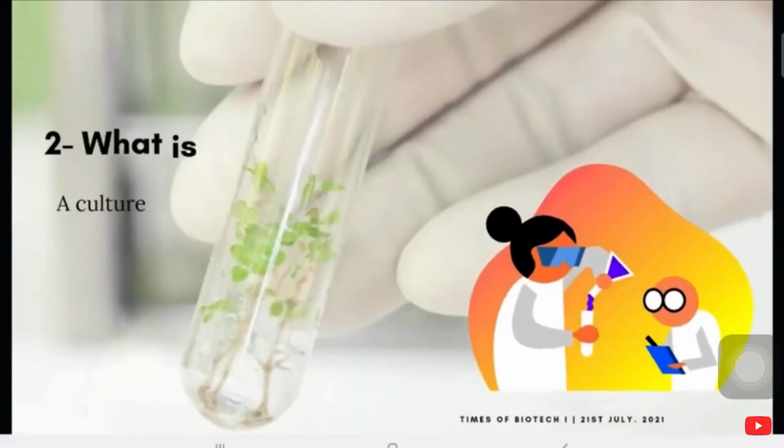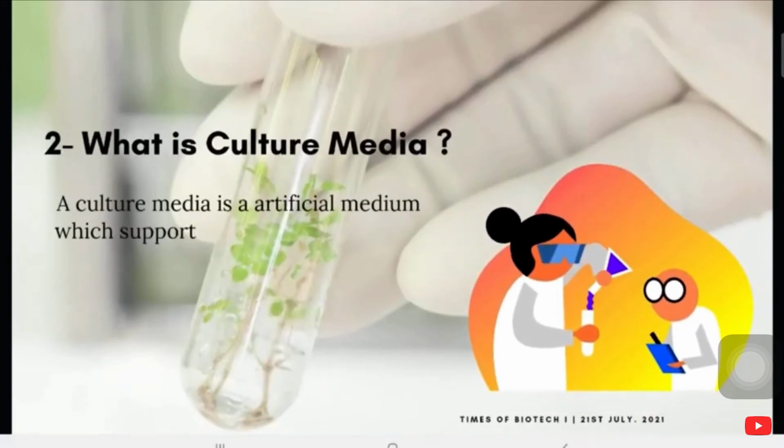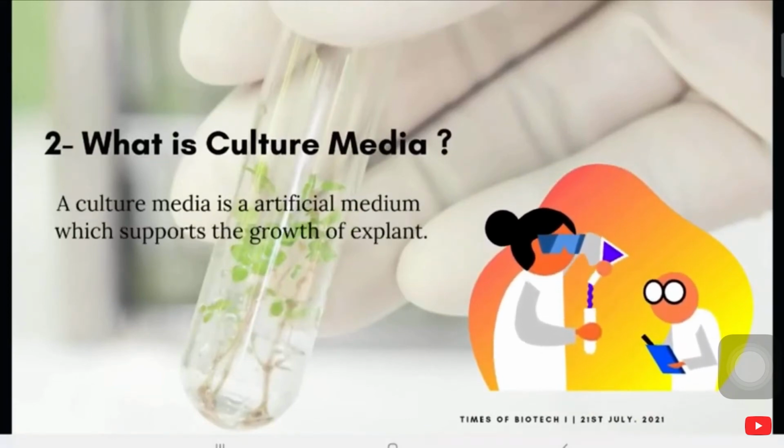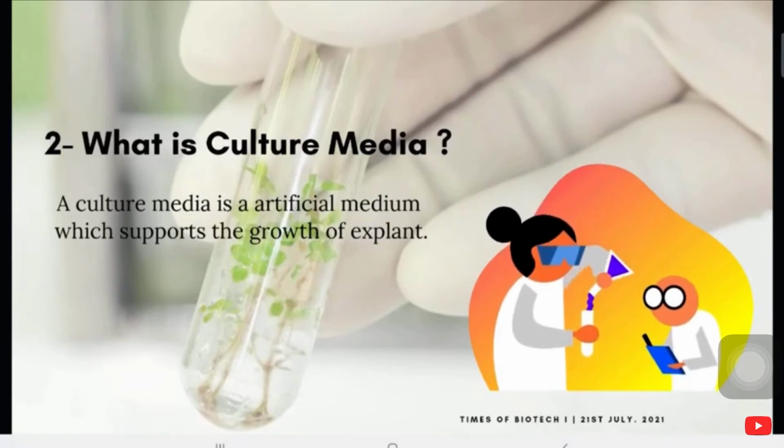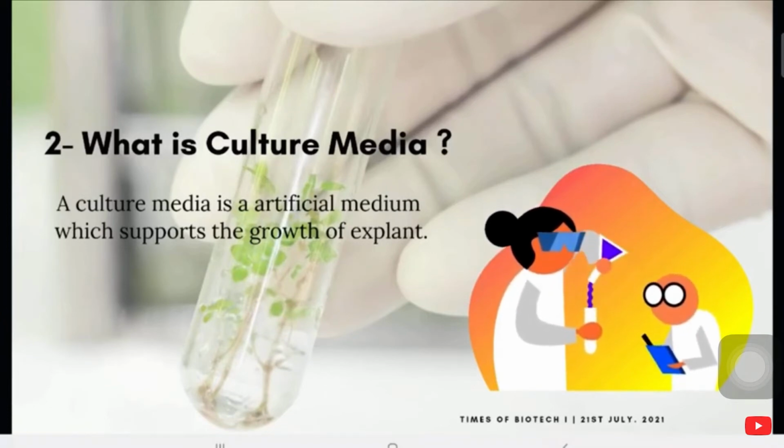So what is the culture media? As we know, plants have organized channels through which they prepare their own food for growth. But since we are attempting to generate a whole plant from a small chunk of the plant, we have to supplement it with different growth regulators in the form of artificial culture media.